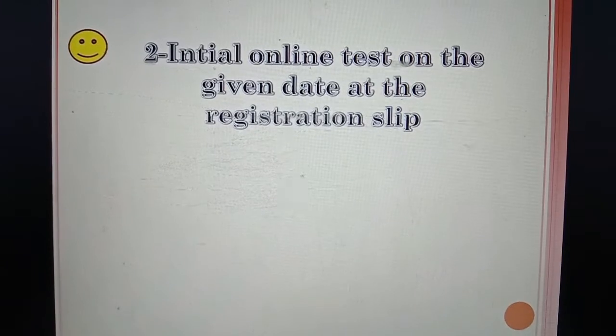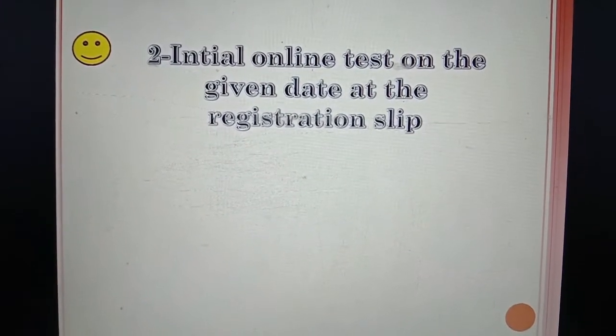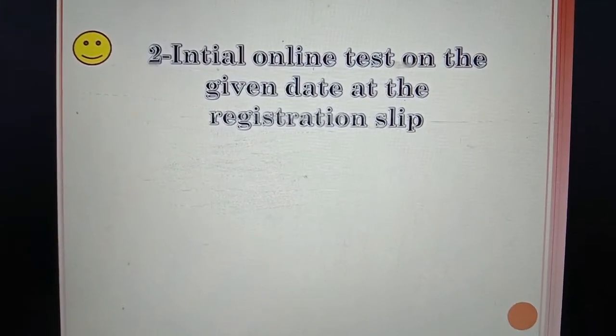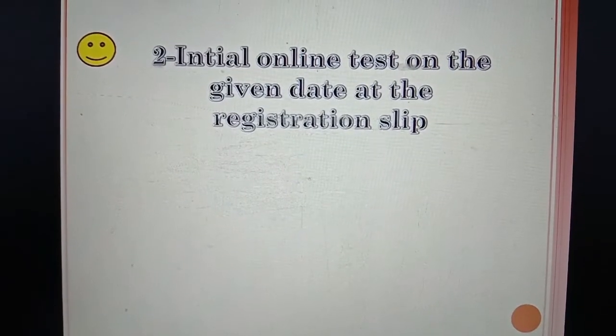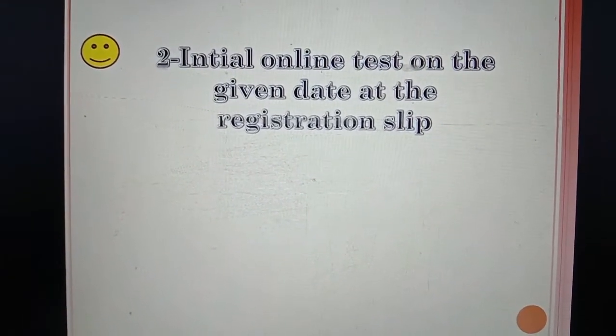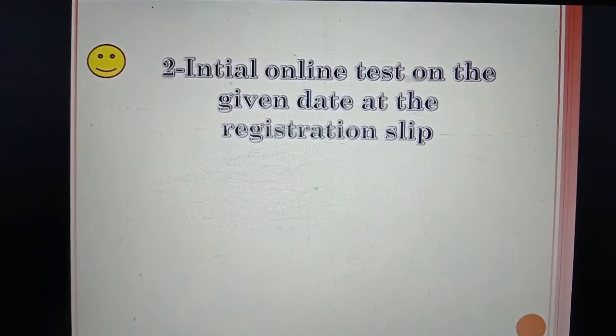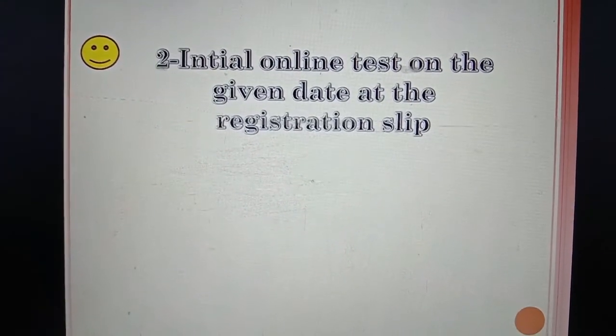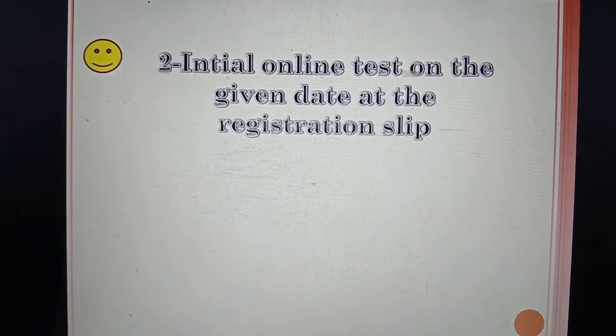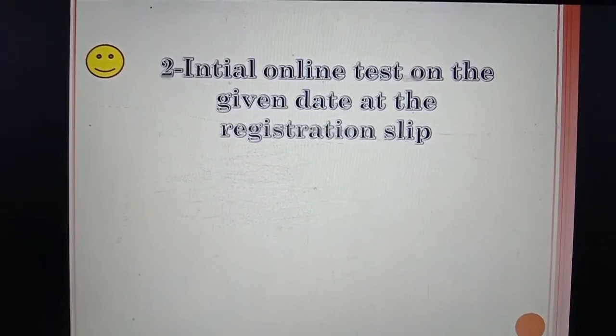Second step, initial online test. When you apply online, after 72 hours Pakistan Military Academy gives you the date on the registration slip. After that, you have to prepare for the initial online test.